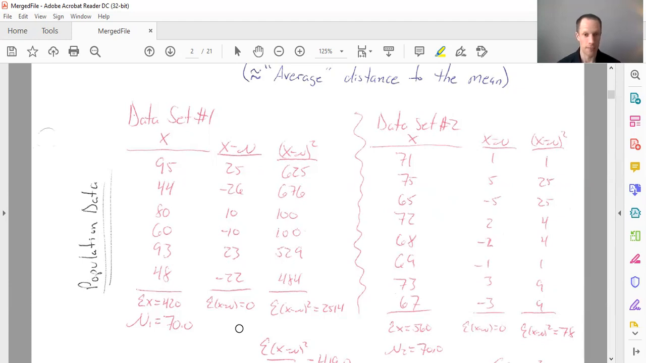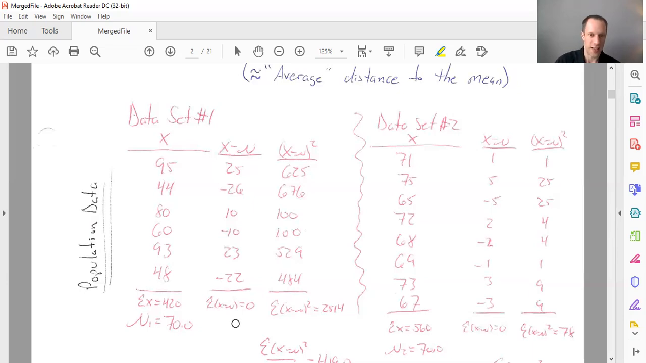That would solve the problem. We could average those numbers out and get an average distance to the mean. Some people do that, and if you do, that's called the absolute deviation because it's based on absolute value. But a lot of people in math just don't like to work with absolute value for various reasons. And so sometimes people will take a different approach here.